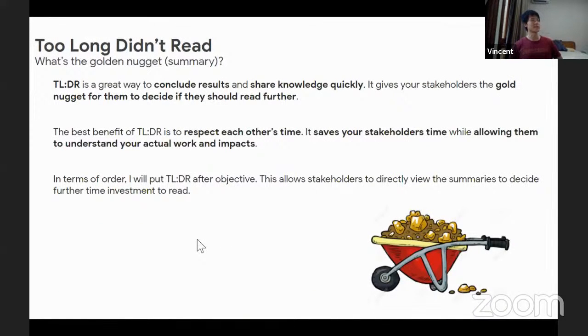The second one is TLDR, too long didn't read. So what's the tip there? The tip is that it needs to be saving your stakeholders' time, right? As simple as that. If it doesn't save your stakeholders' time, there's no use to have the golden nuggets of TLDR. Usually you should put it on the top. That's why I put it next to the objective. You shouldn't put it at the bottom, right? By the end of the day, it's like a synopsis in research. It should give your stakeholders an idea whether they should put more investment into it or not.